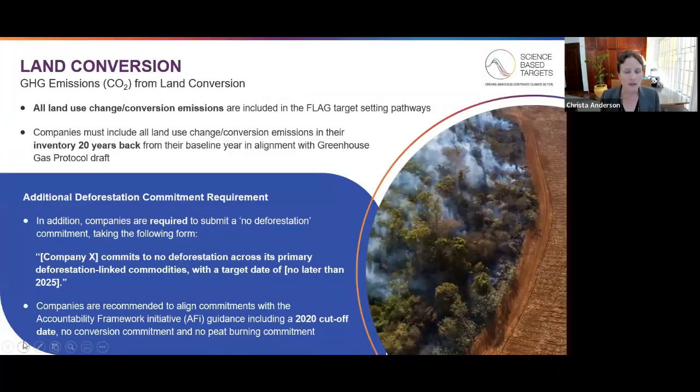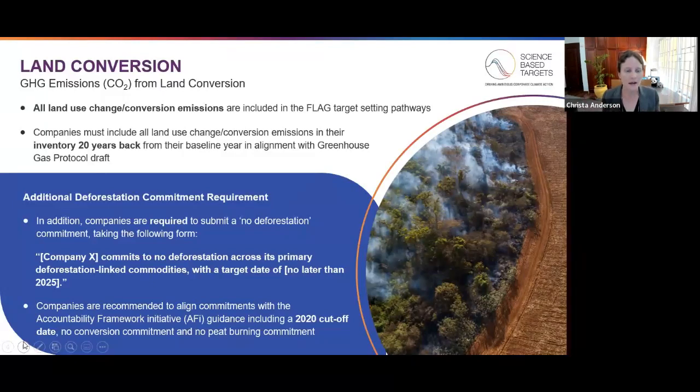Companies need to include land use change and conversion emissions in their inventory with a 20-year look back from their baseline year. And this is in alignment with the Greenhouse Gas Protocol Land Sector and Removals draft. It's also part of the standard practice for land use change accounting for some time, allocating those emissions over a 20-year period. So that's the element of including land conversion and the greenhouse gas emissions in that target setting. All land use change is covered there.